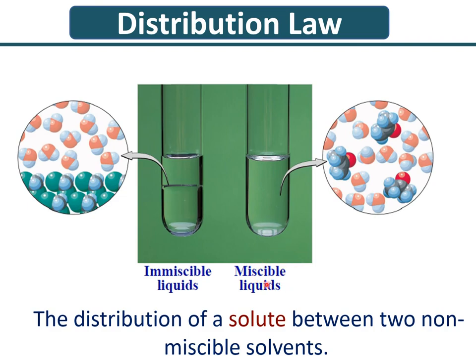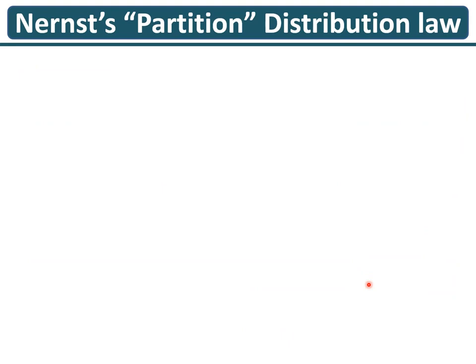The distribution law depends on the distribution of inorganic salts between two immiscible liquids like those at the left of the image here, where the inorganic salt is soluble in both liquids. So it is the distribution of a solute between two non-miscible solvents.